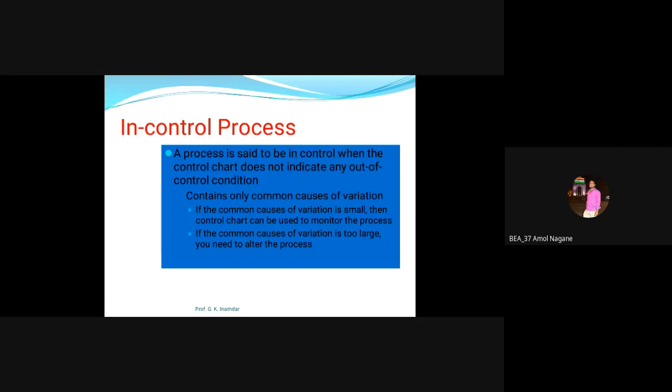A process is said to be in control when the control chart does not indicate any out of control condition and contains only common causes of variation. If the common causes of the variation are small, then control charts can be used to monitor the process. If the common causes of the variation are too large, you need to alter the process.